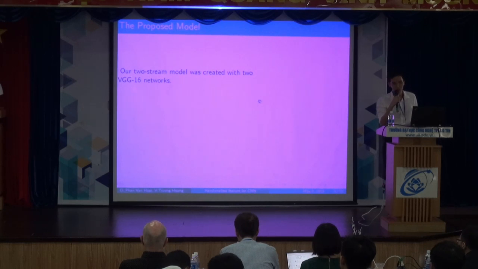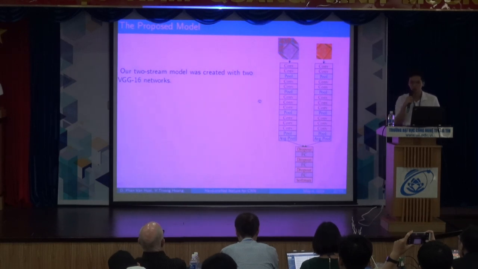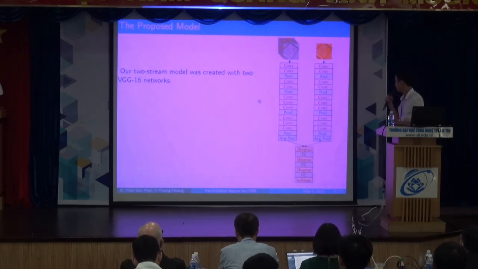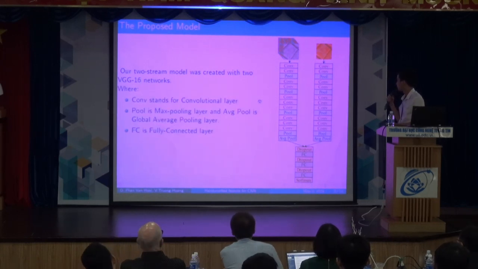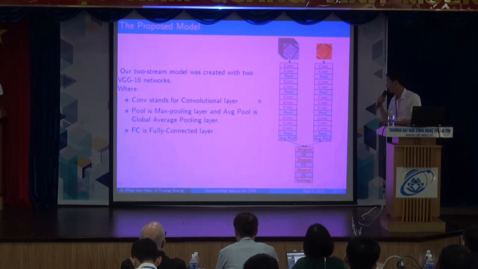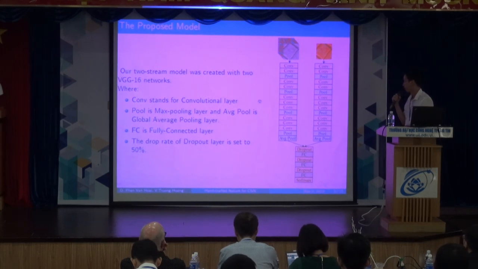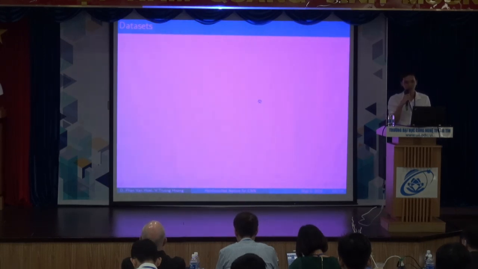And here is the proposed model to extract the feature from the RGB image and combine it with the feature from ENDCI. Our two-stream model was created with two VGG16 networks, as shown here. The features extracted from the RGB image and the ENDCI image are concatenated at the last convolutional layer and input into a series of dropout and fully connected layers to classify, and the dropout rate of the dropout layers is set to 50%.